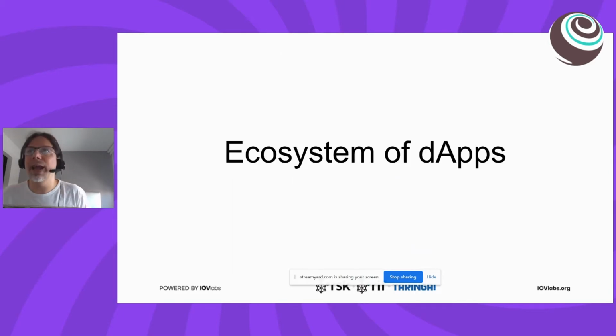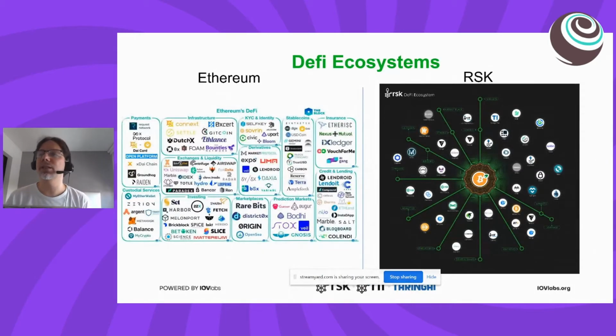So what about the ecosystem of decentralized applications? I'm going to take as an example the DeFi ecosystem because it's the one that I'm most interested in. You see that in Ethereum, it's very large. It has flourished. You have many choices for each of the protocols, like lending or oracling or payments. And in the case of RSK, this ecosystem is bootstrapping right now. So the number of choices you have is smaller, but yet you have many choices to make.